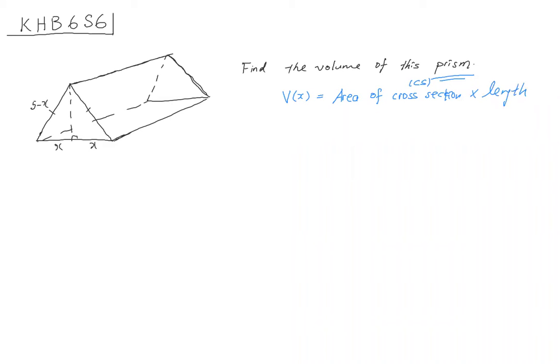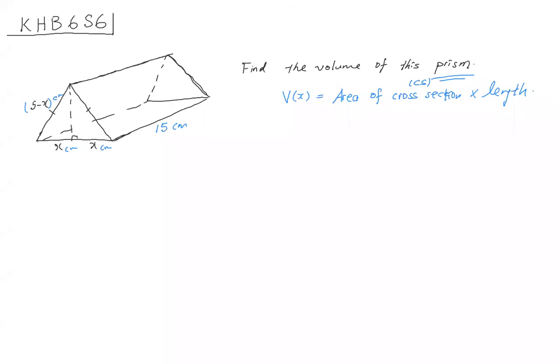Okay, this one I forgot to give you the length. I give you the length 15 cm. Okay, so area of the cross section. So you must know the area of the cross section. So if the question asks you to find the volume of this prism, the formula is like that.